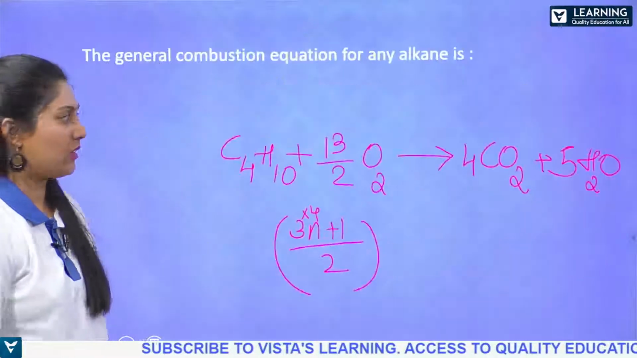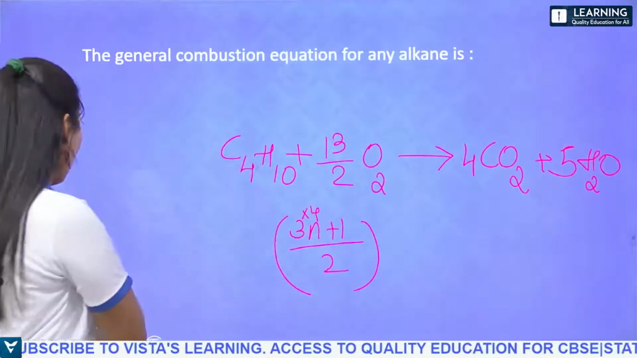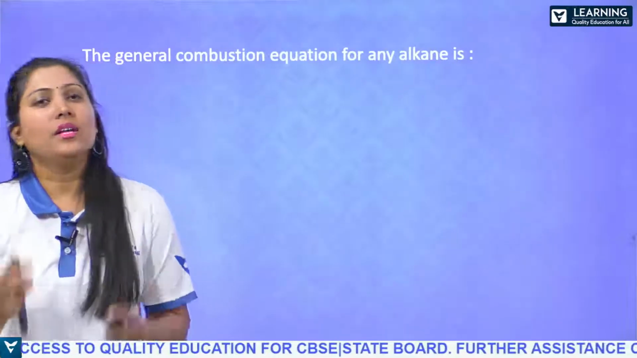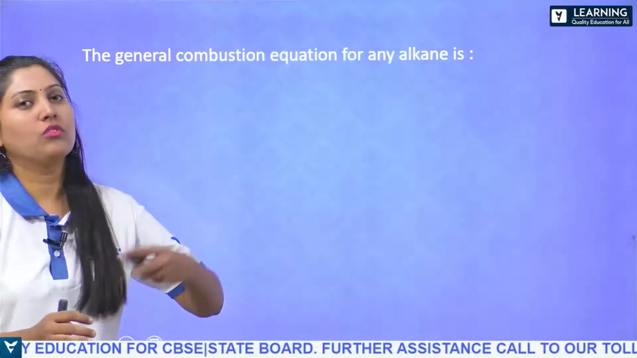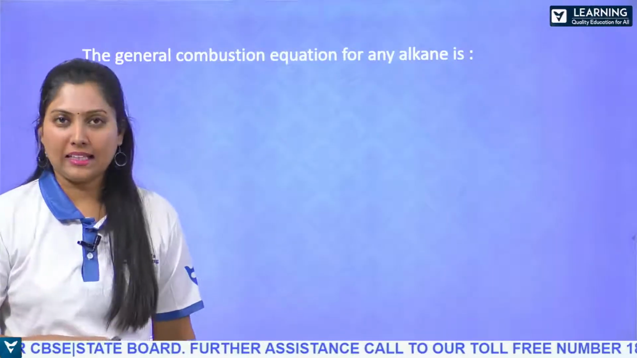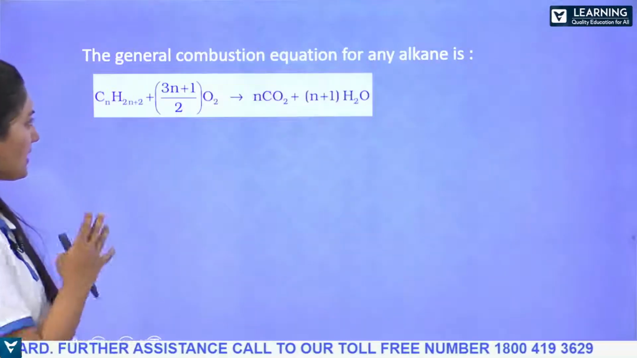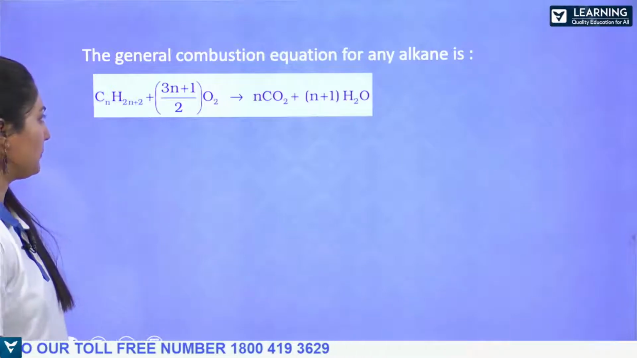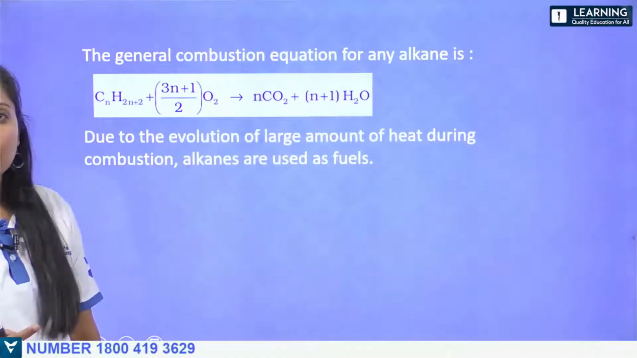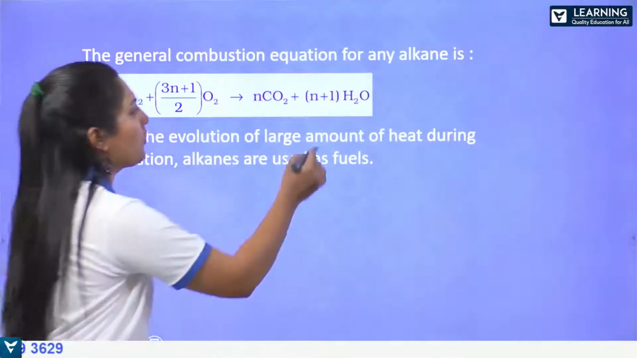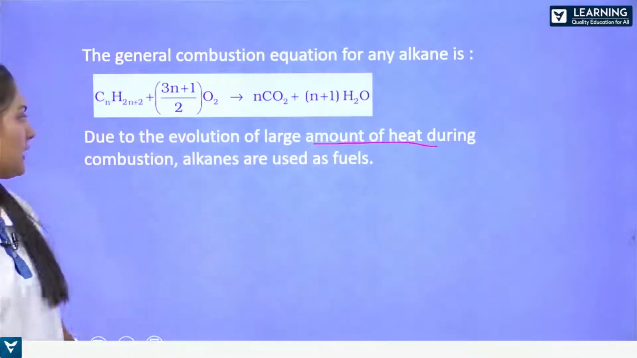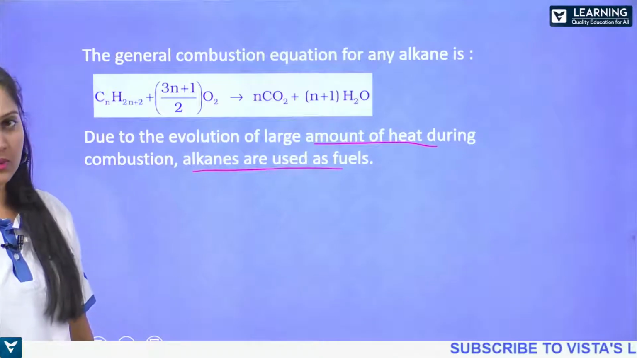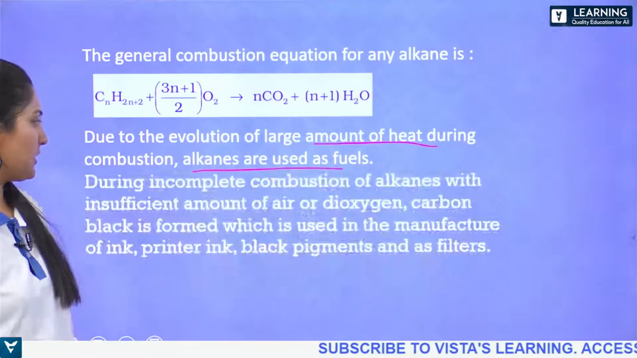So if you know this general equation, for any alkane you can get the required amount of oxygen for the combustion of that alkane. As I said, this is the general equation for combustion. Due to the evolution of a large amount of heat energy during this, we can consider these alkanes as fuels. They can act as fuels.